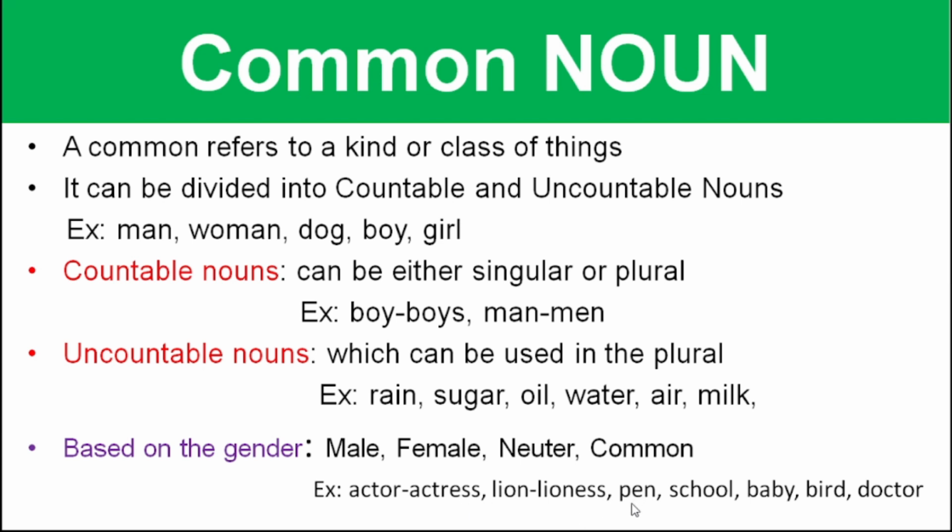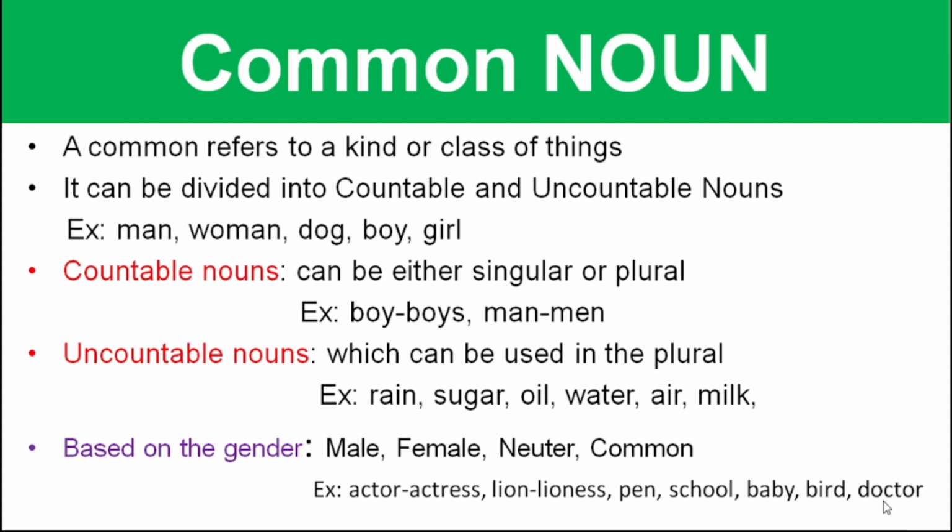In the neuter gender, neuter means neither male nor female. In this case we use examples like pen, school. Again, based on the common gender, that is baby, bird, doctor. Doctor can be female or male. Bird can be male or female. Baby also. So this is where the common noun is divided based on gender also.